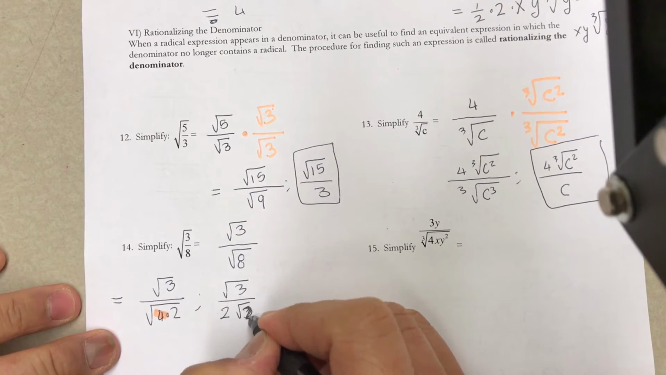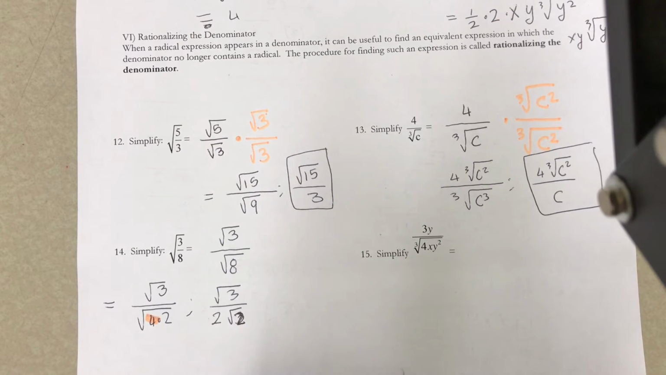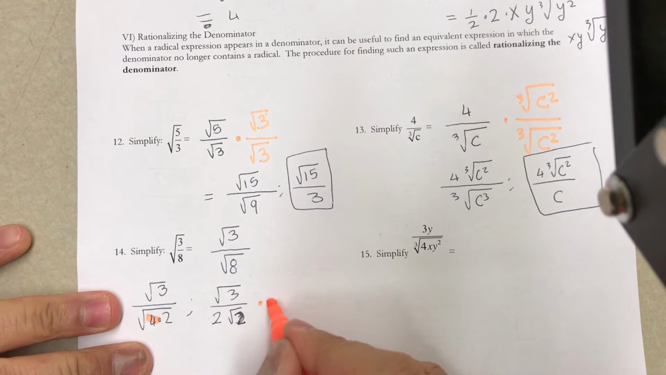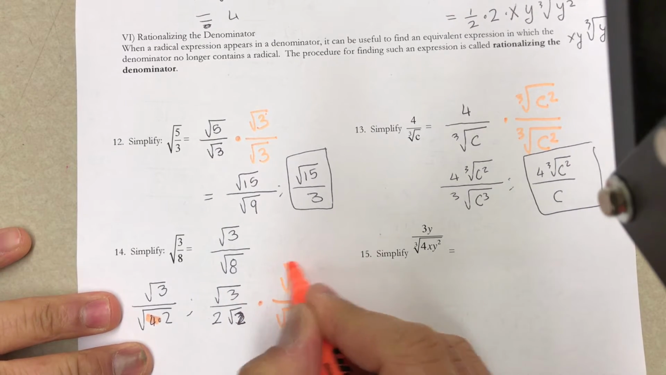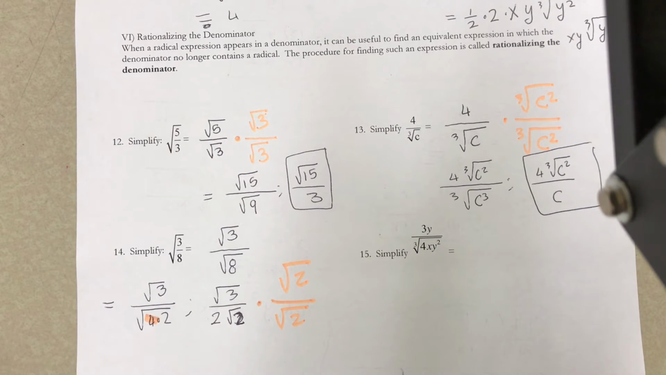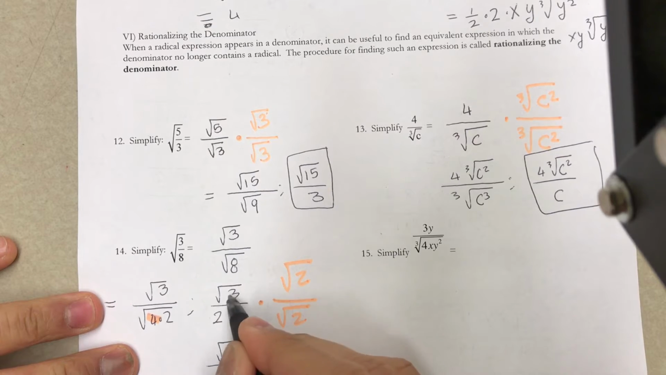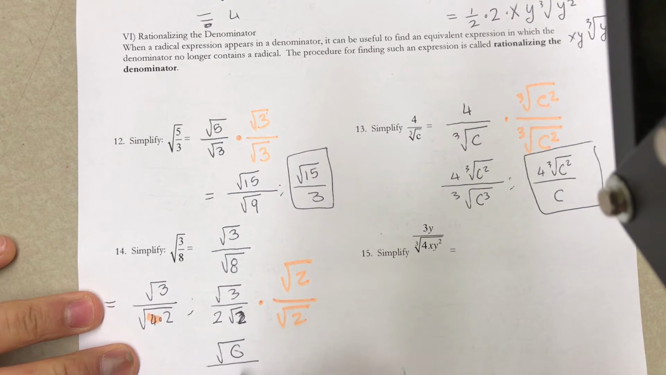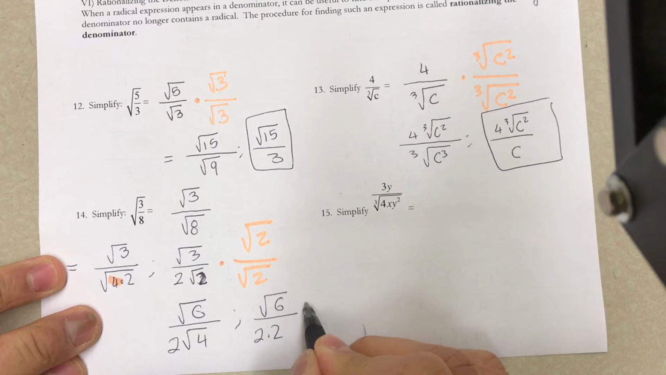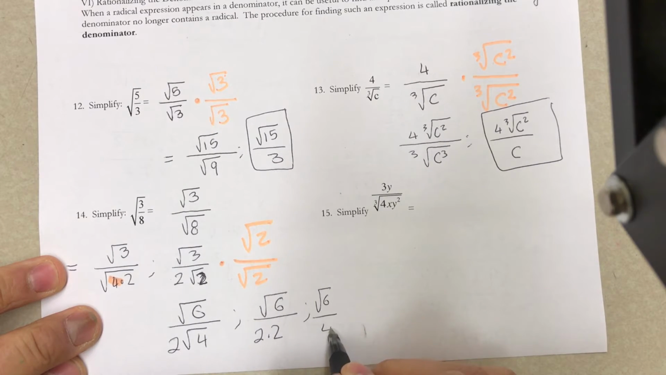So now here's where we do our work to try to get rid of the radical of 2. We do that by multiplying the top and bottom by rad 2 over rad 2. This gives us rad 6 if you multiply them together. And this gives us 2 rad 4. And rad 4, it's actually another number 2. So therefore, we get rad 6 over 4.